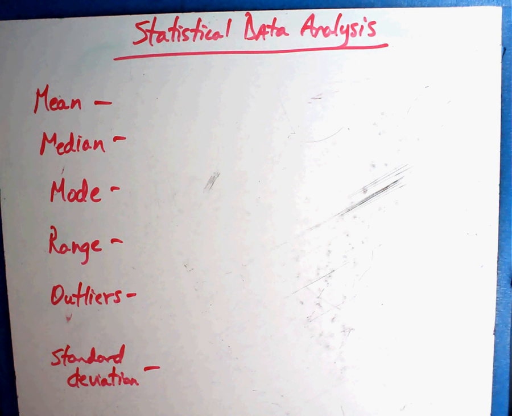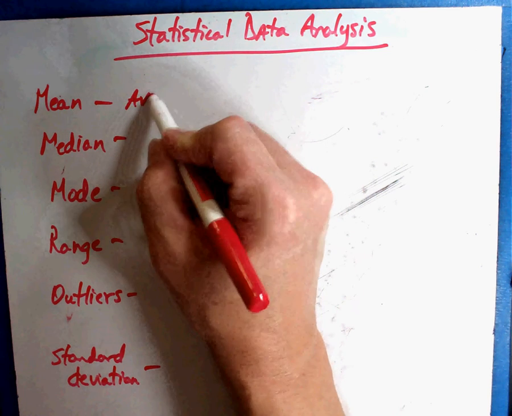In this video, we're going to talk about statistical data analysis. These are some terms that you've heard before, but they're easy to get mixed up because their names are so close: mean, median, mode, range, outliers, and standard deviation. I'm going to show you what each of them are and some examples, then we'll practice some in the next video. First of all, by definition, the mean is the average.